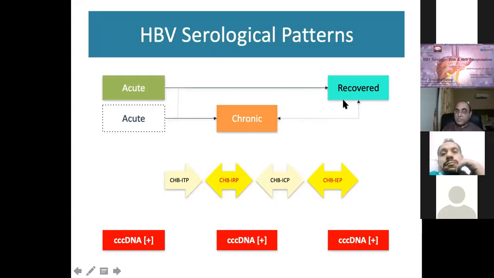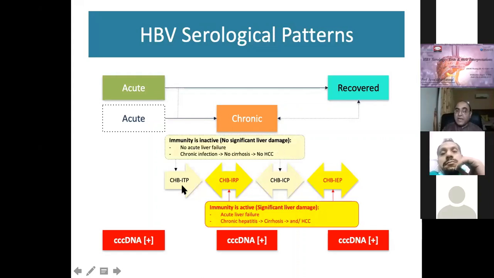So again, in the slide I've shown you, in the first two phases, the immune tolerant phase and the immune control phase, immunity is inactive. There is no significant liver damage, so there is no acute liver failure. And in the chronic infection, there is no cirrhosis and no HCC. HCC may happen, but it is very negligible.